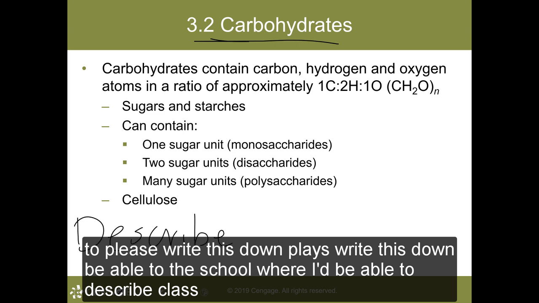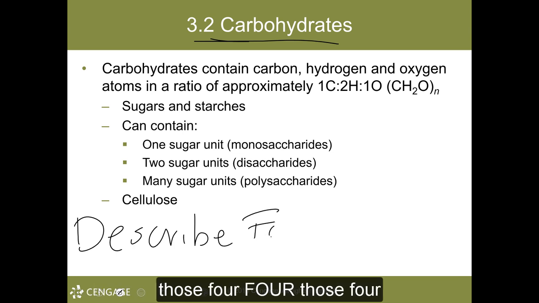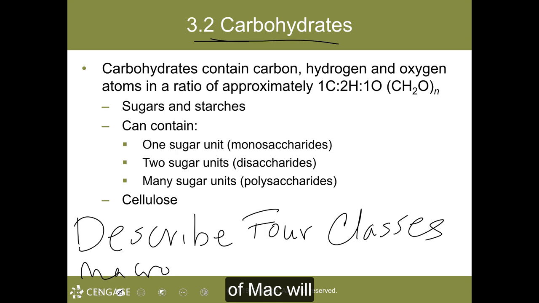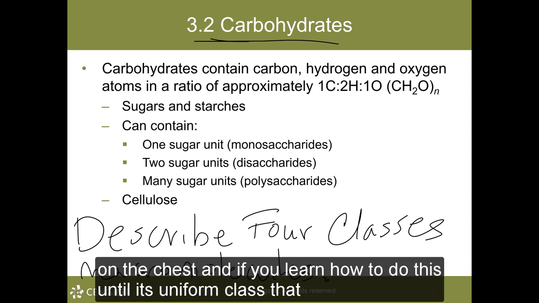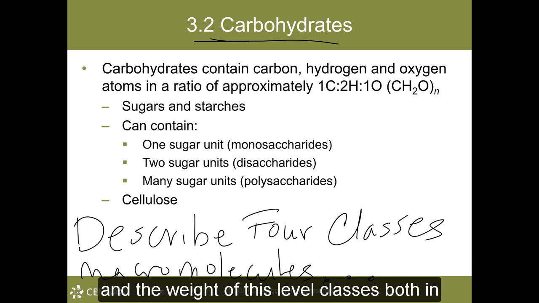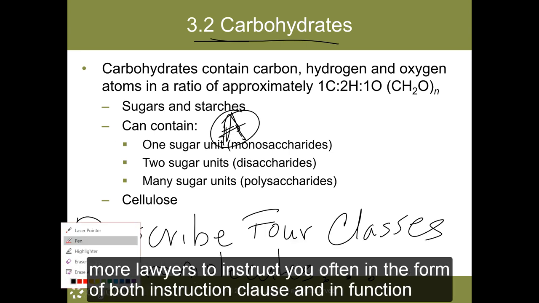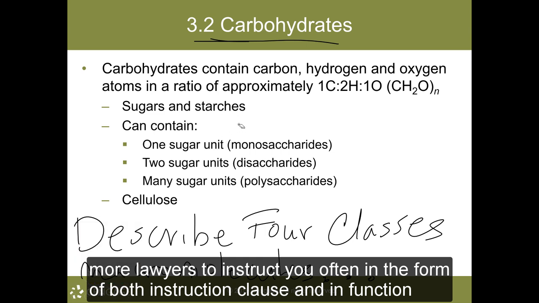Be able to describe, class, those four, F-O-U-R, those four classes of macromolecules on the test. And if you're wondering how do you do this, that's an ellipse. Be able to describe them, class, on the test. And the way you'll describe them, class, is both in letter A, that looks horrible, to be able to describe them on your test, class, in both structure and function. You all should be able to describe them both in structure, class, and in function.